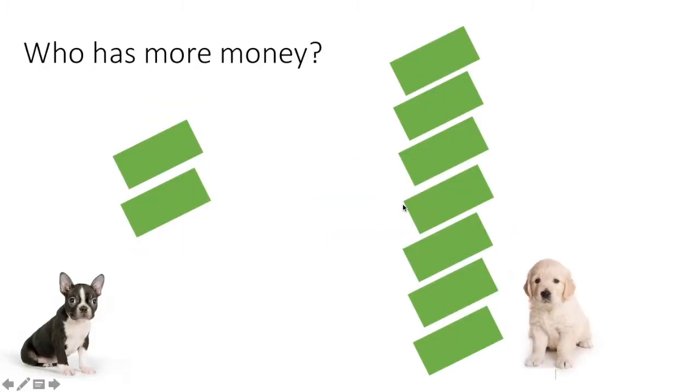So now let's talk about it with numbers, thinking about money. We have Bruno over here, and we have Fluffy McFlufferson over here. Who do you think has more money, just based on the green rectangles? You probably think that Fluffy McFlufferson has more money, because here we see 1, 2 bills, and here we see 1, 2, 3, 4, 5, 6, 7 bills.